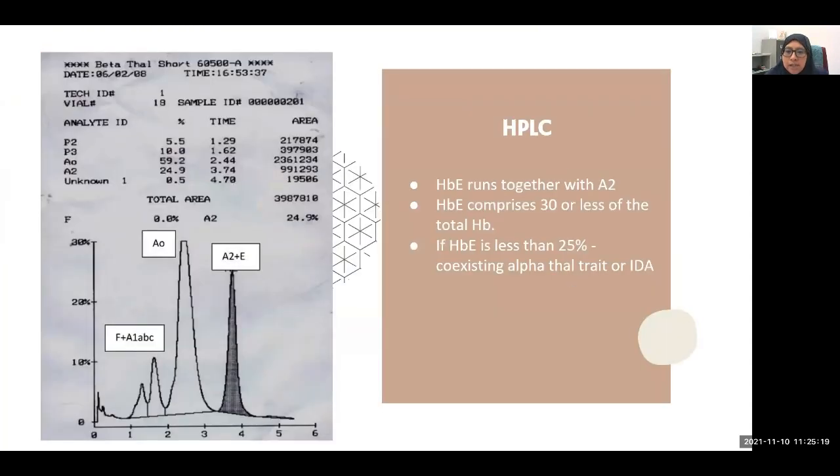Okay, in HPLC, we must remember HbE runs together with HbA2. So we can see that HbA2 is very high. And we can also have HbA, here called AO, and also HbF. Usually HbE comprises around 30% or less of the total hemoglobin. When HbE is less than 25%, it usually indicates there is some coexisting alpha thalassemia trait or the patient has iron deficiency anemia.